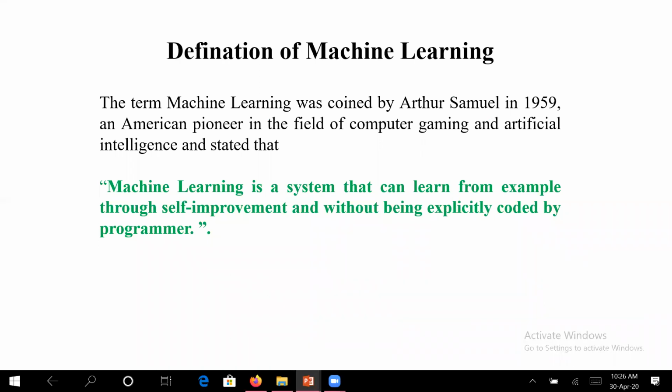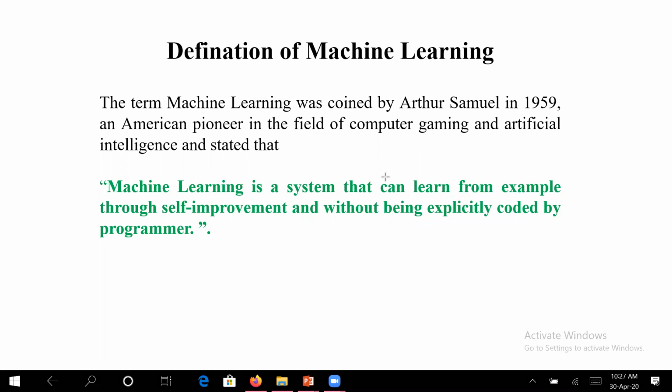Let us begin our journey of learning machine learning with the definition first. Guys, it was Arthur Samuel who first gave the definition in 1959. According to him, machine learning is a system that can learn from examples through self-improvement and without being explicitly coded. Three factors are important here: it learns from examples, it has a self-learning capability, and it is without being explicitly coded.